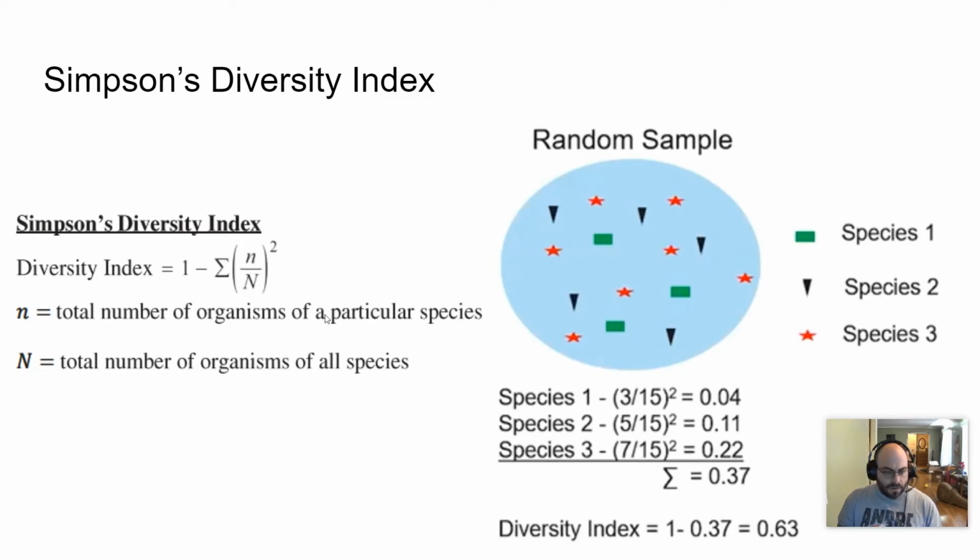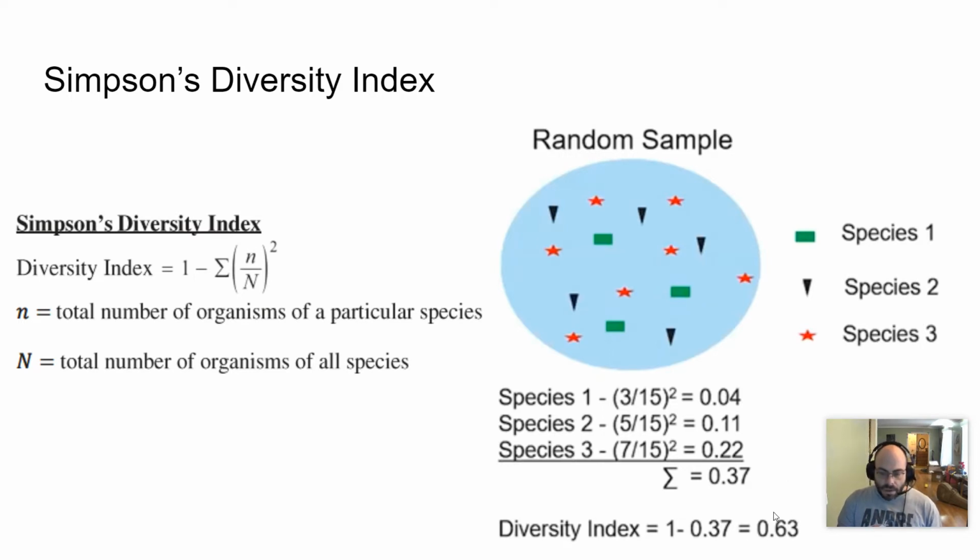small n is the total number of organisms of a particular species. Big N is the total number of organisms of all species. So that would be the total population. And then you're going to take each species and do that and add them all together. That's what this little sigma means. Subtract that number from 1, and that's going to give your diversity index for that population.